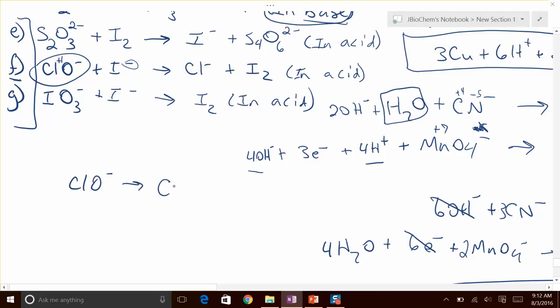So let's go ahead and do this one first, F. So what half reactions do we have there? Good, and? Good. Okay, so I minus to I2. This is in an acid solution.